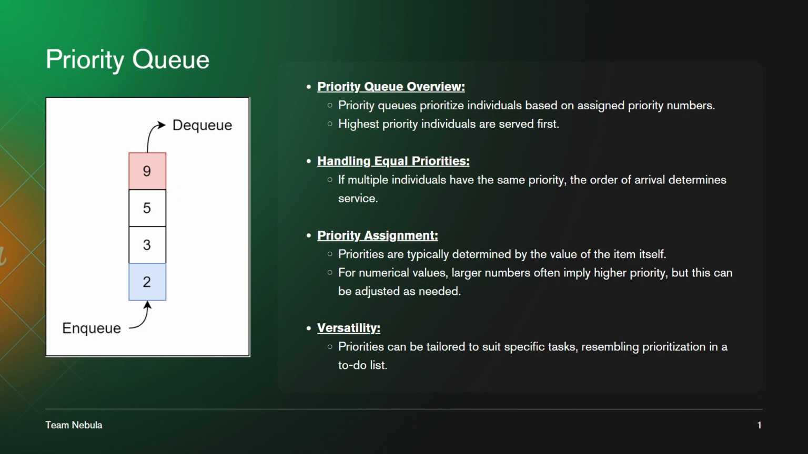Now, how do we decide these priorities? Well, usually we use the value of the thing itself. For instance, if we are dealing with numbers, the bigger the number, the higher the priority. But sometimes we might flip that around and say the smaller number has a higher priority based on our application. And the great thing is, you can set these priorities based on whatever your task needs. It's like giving importance to different tasks on your to-do list.